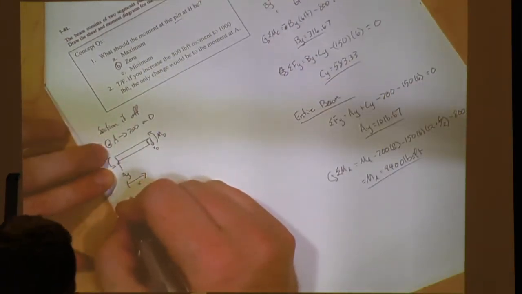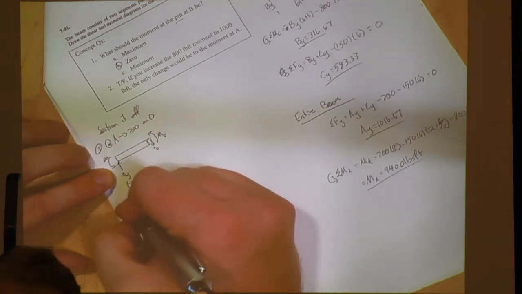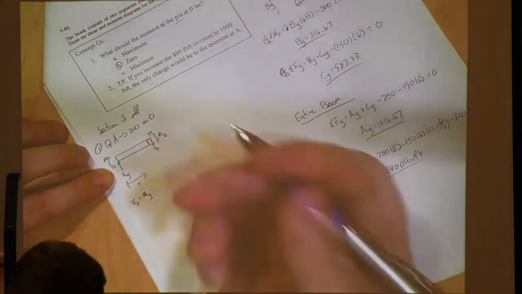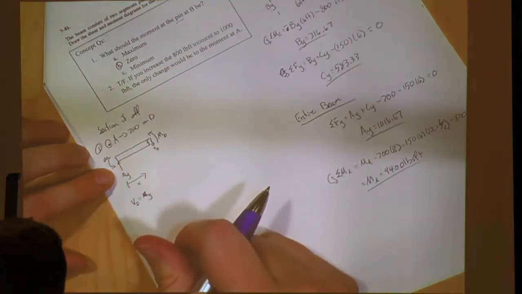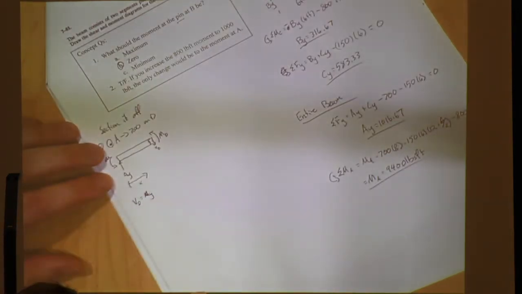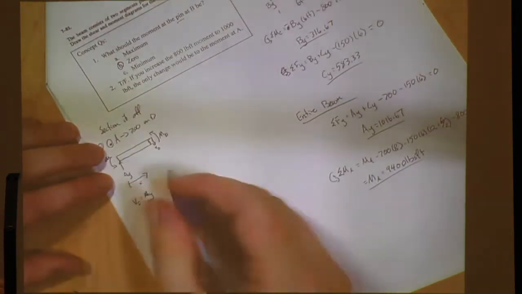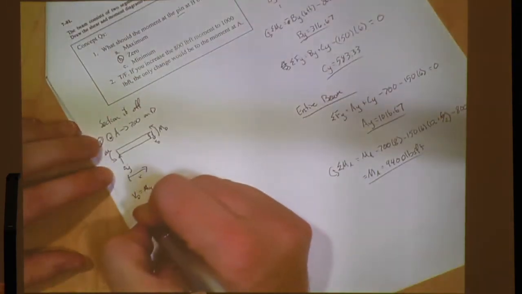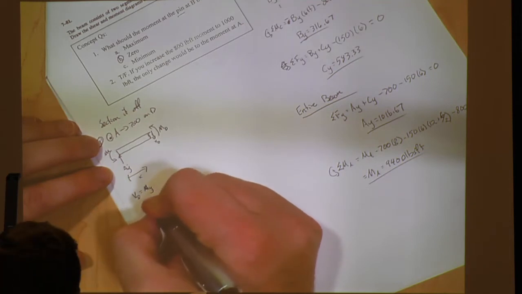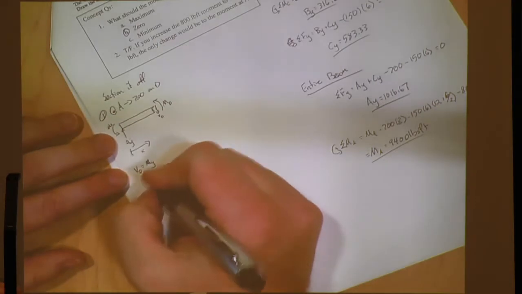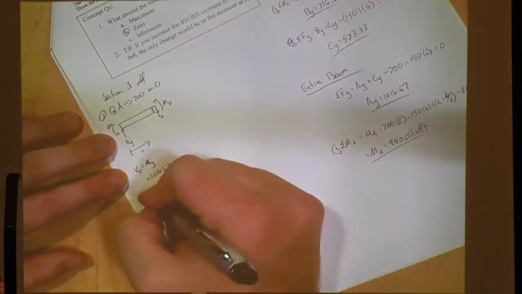And then, yeah, let's start making our summation equations. Our VD is going to be equal to our AY. Why? There are no other Y forces. So our shear in this cut is going to be equal to our reaction force at AY. So that's easy enough: 1016.67. And then for our moment, we're going to take our moment about D to find MD.